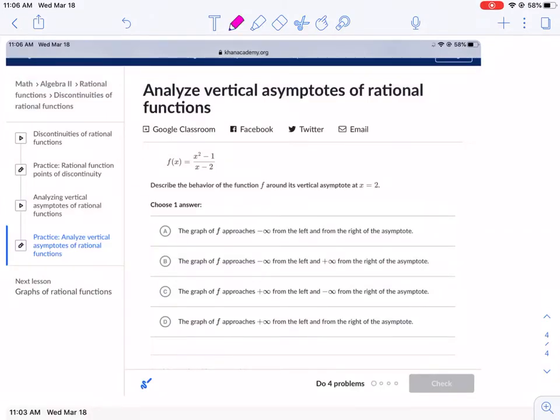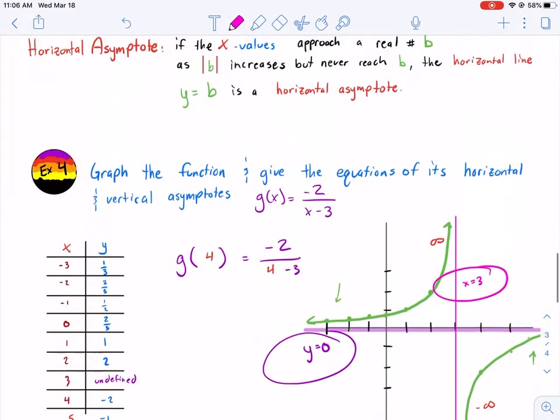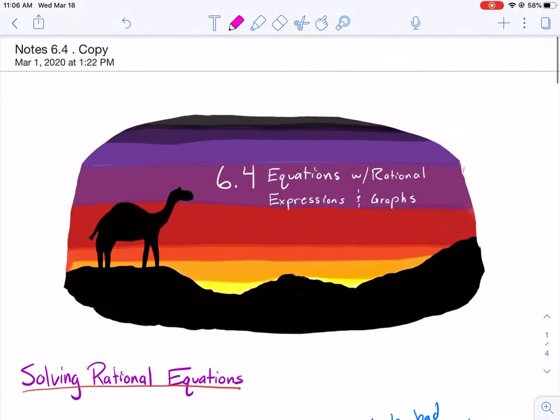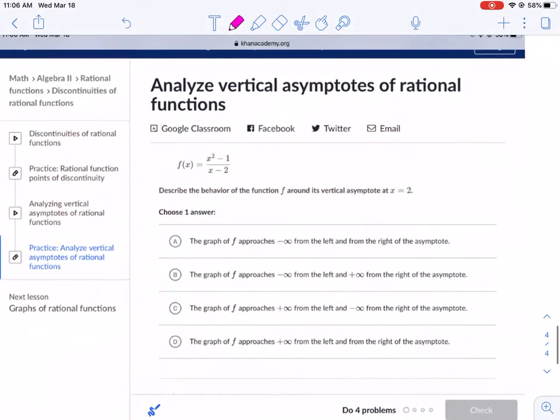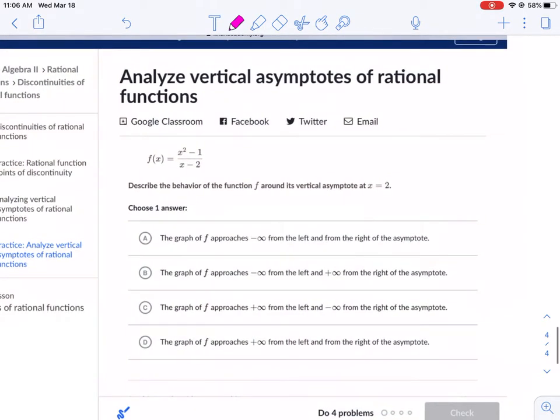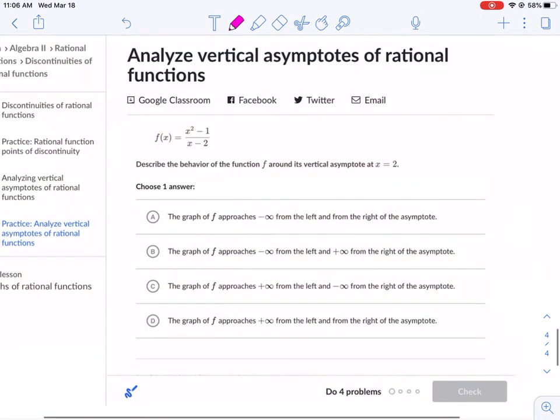Okay everyone, so we're going to be working on a Khan Academy. That's a great supplement to the chapter we just worked on, which is graphing rational functions. That was section 6.4. So this is a Khan Academy directly corresponding to that. So this particular exercise is analyze vertical asymptotes of rational functions.